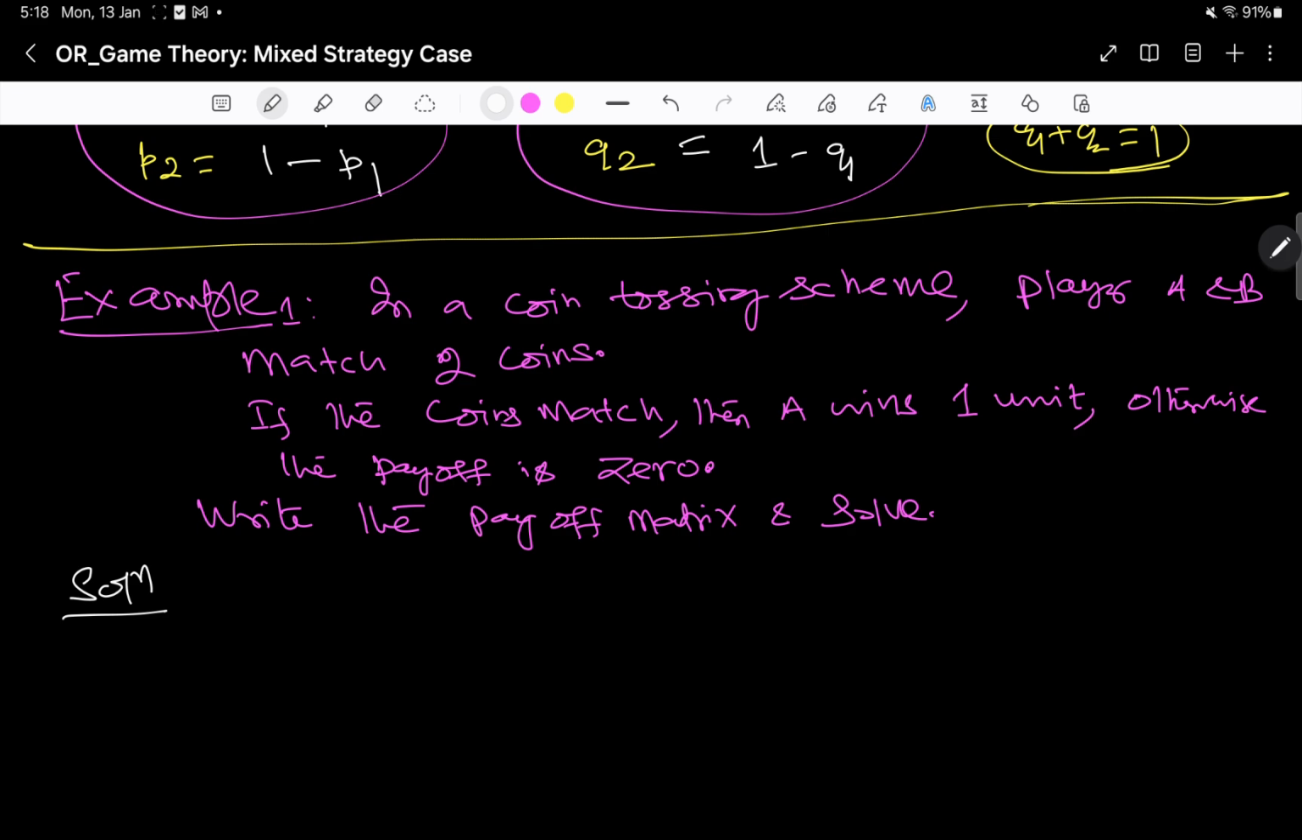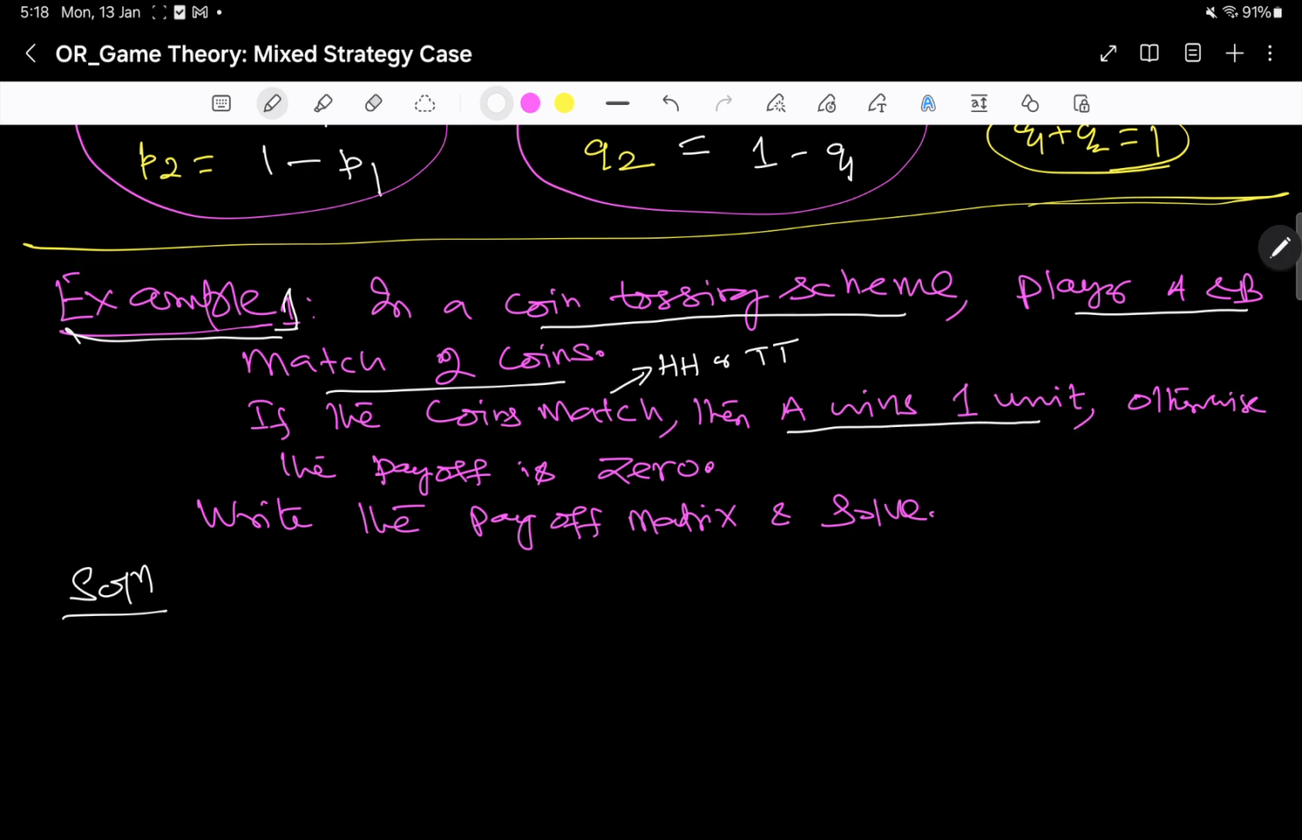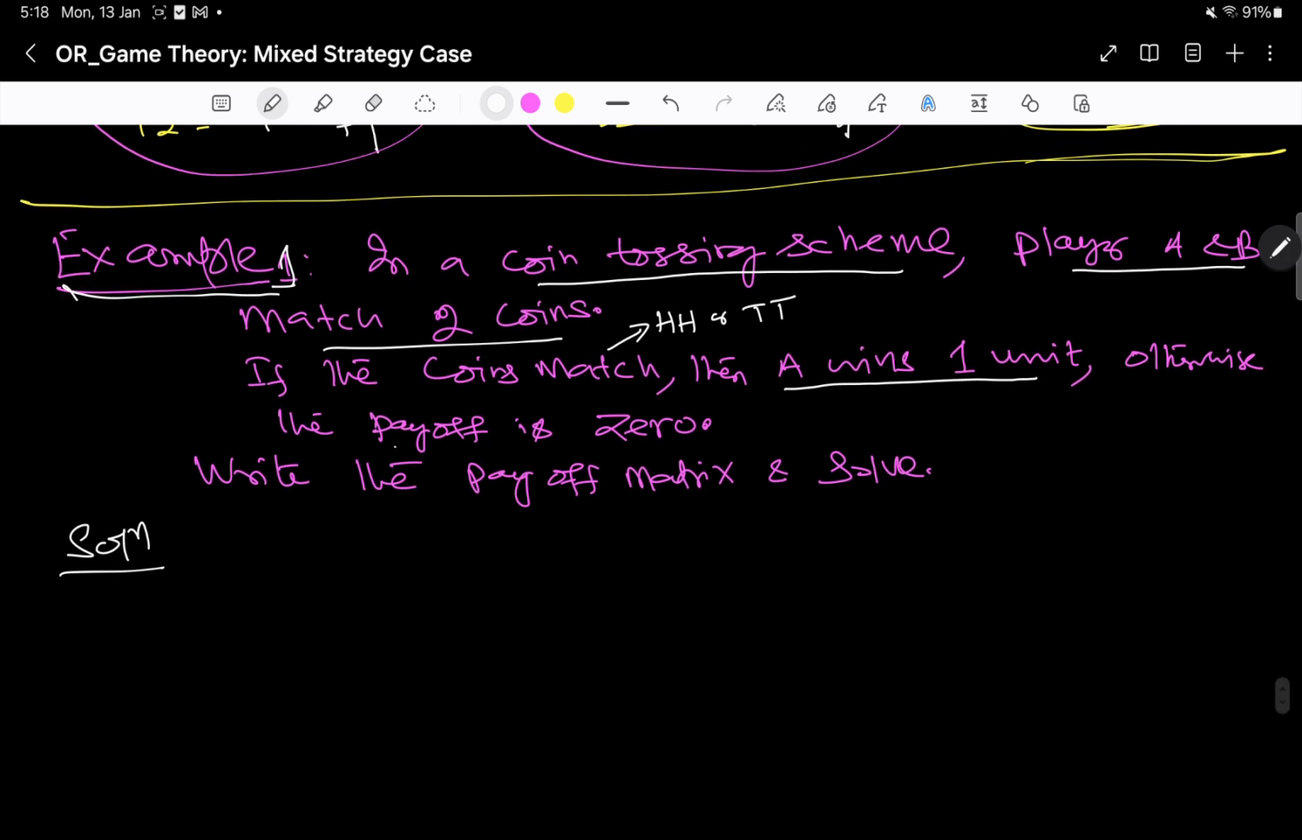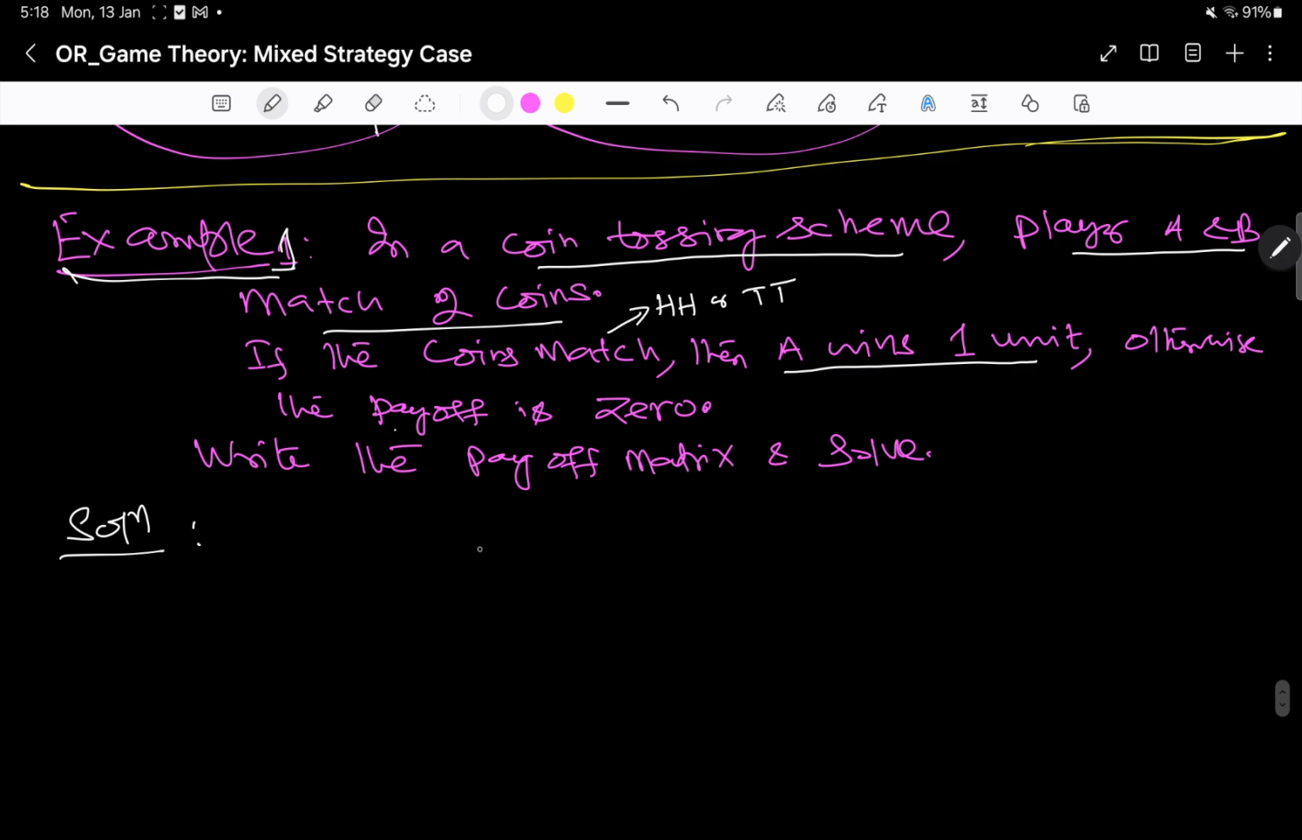Coming to example 1. In a coin tossing game, players A and B match two coins. If the coins match, meaning head or tail, then A wins 1 unit, otherwise the payoff is 0. So we have the payoff matrix like this: player B and player A, and suppose this is head, tail and this is head, tail. The strategies are like this.